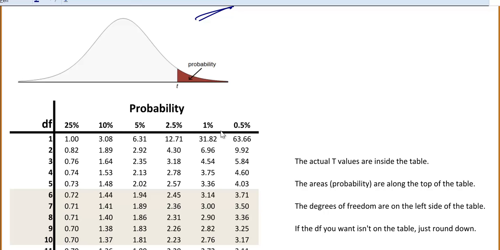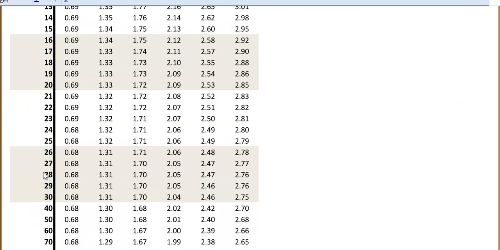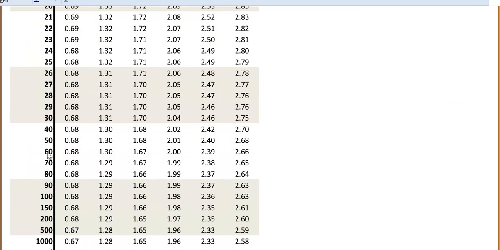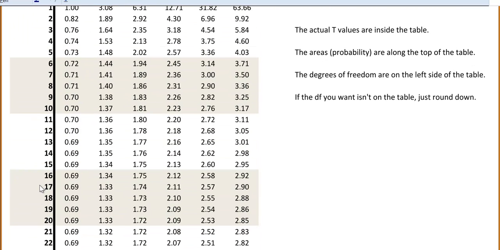So notice it doesn't give us that many areas. There's only a few areas that it actually gives us. The degrees of freedom are down the left side of the table. Now, if the degree of freedom you want isn't on the table, because once we get to like 30, we start skipping some, then you just round down for your degrees of freedom.